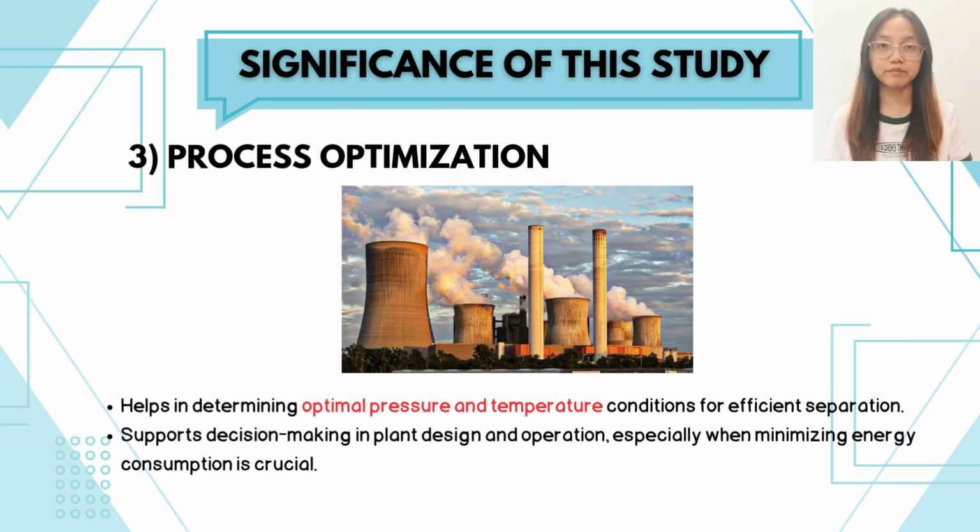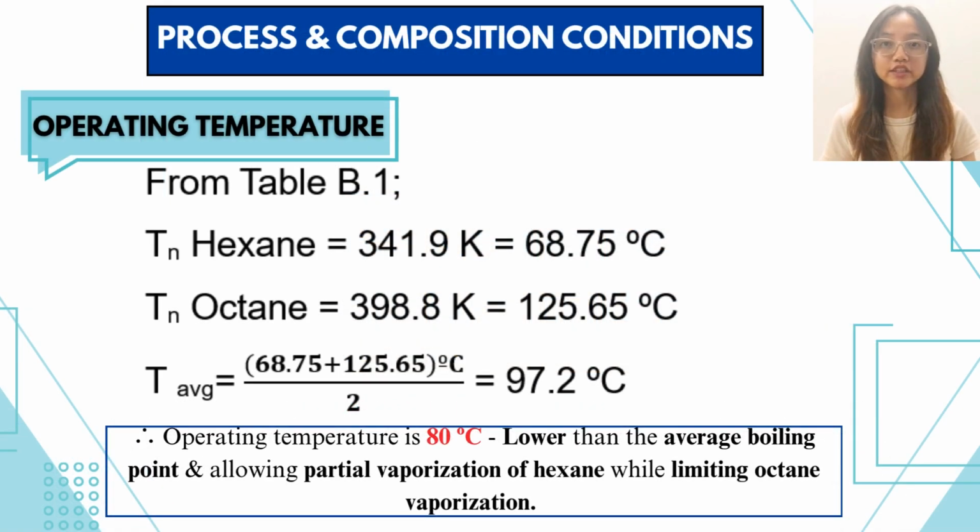Lastly is process optimization. By understanding how the distillation column behaves, we can determine the optimal pressure and temperature conditions needed for the most efficient separation of components. This is really important when it comes to plant design and operation, especially in industries where minimizing energy consumption is a top priority.